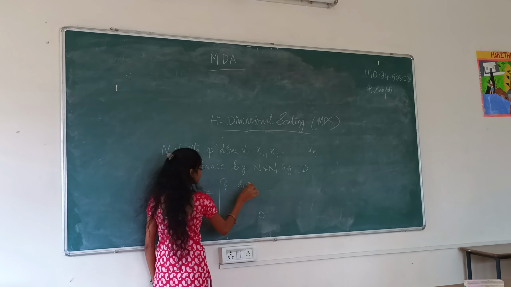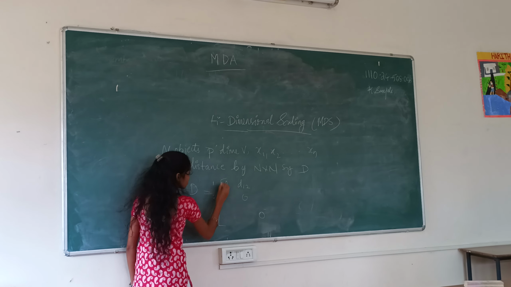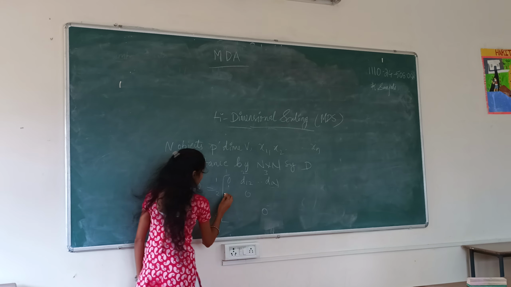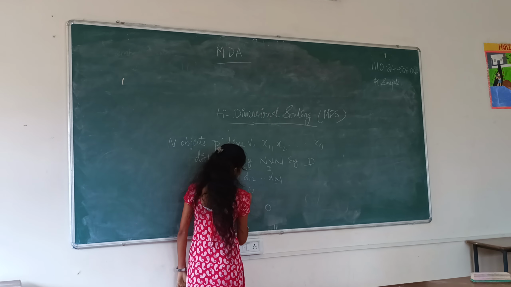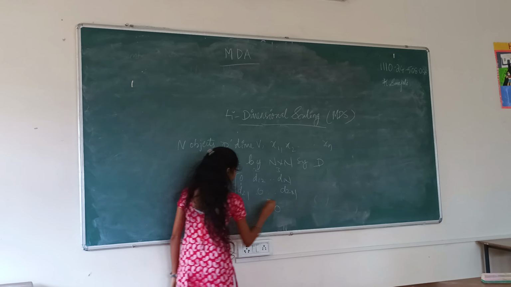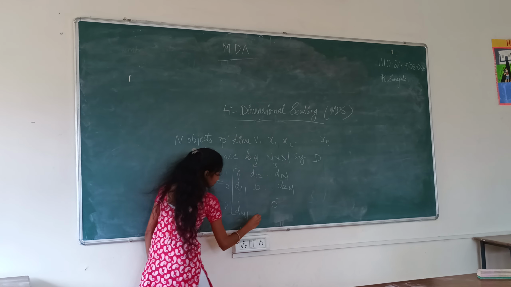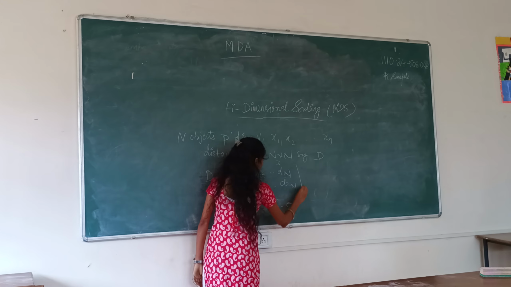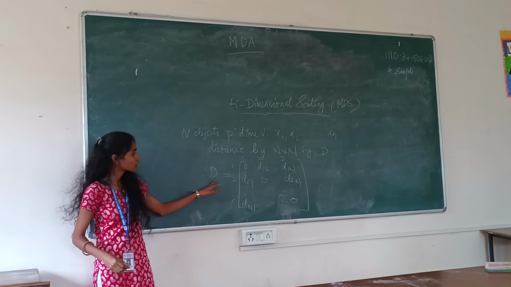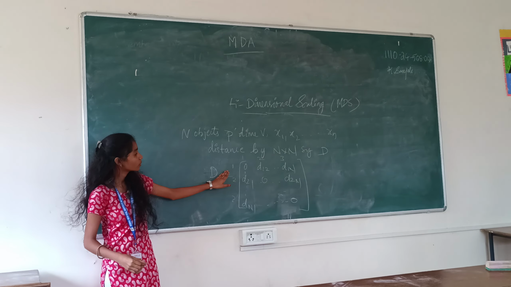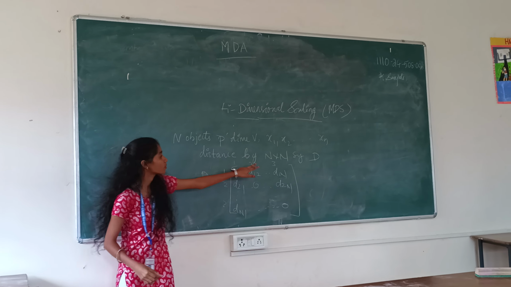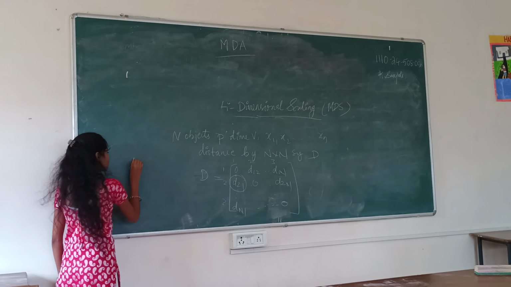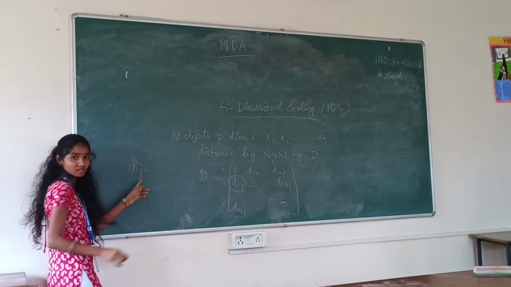This is D12, this is row 1, then D21, up to D1n, D2n, and so on. This is how the distances between the n objects are written in the n cross n matrix. This is nothing but Dij, which is the distance.